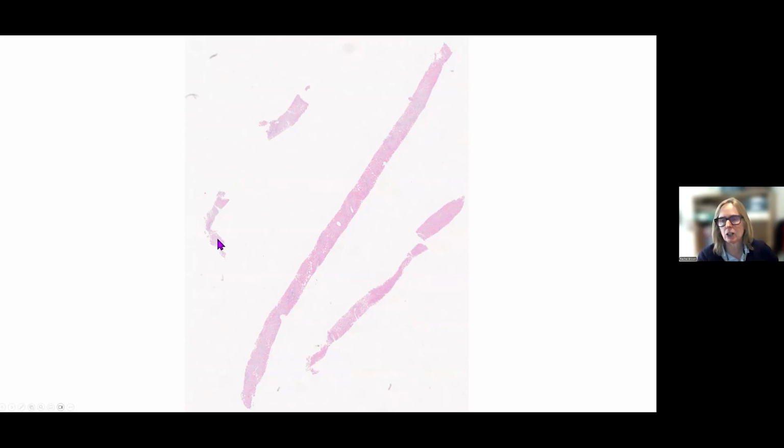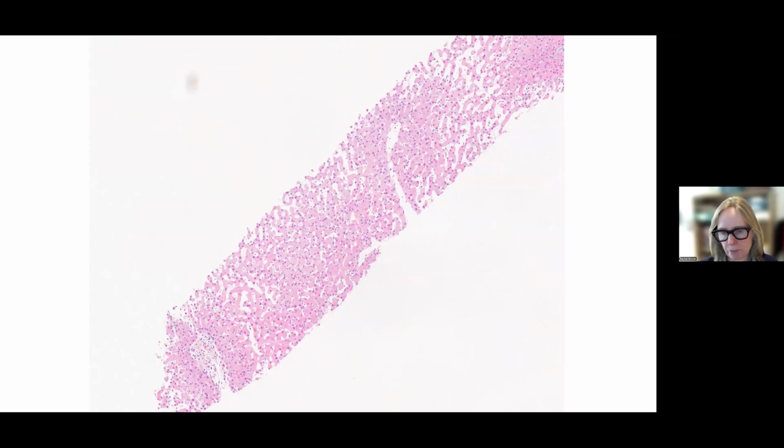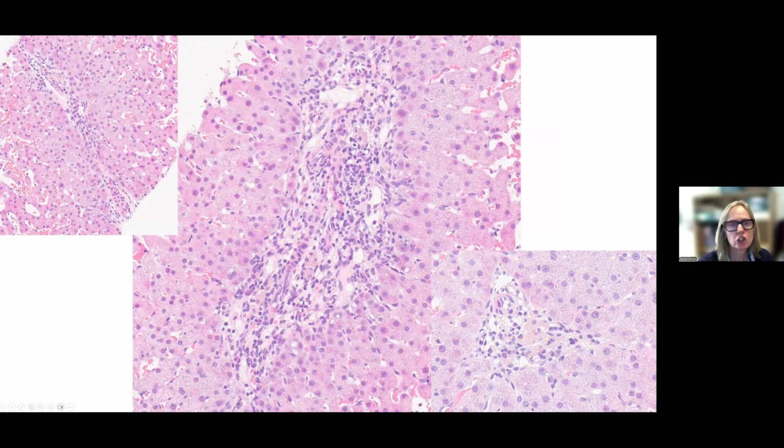Just looking at it at low power here, we're starting to get the impression there is some dilatation of the sinusoids here, maybe a little bit more down here, but nothing else really leaping out at low power. It looks like hepatocellular tissue. And then at medium power, here's a structure that looks like a central vein. Some kind of structure here. Is it a true portal tract or is it a pseudo portal tract? Dilated sinusoids. So have a look at these three structures.